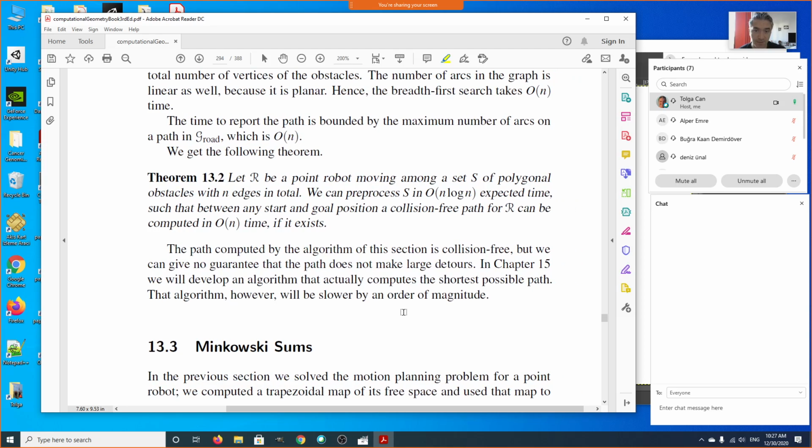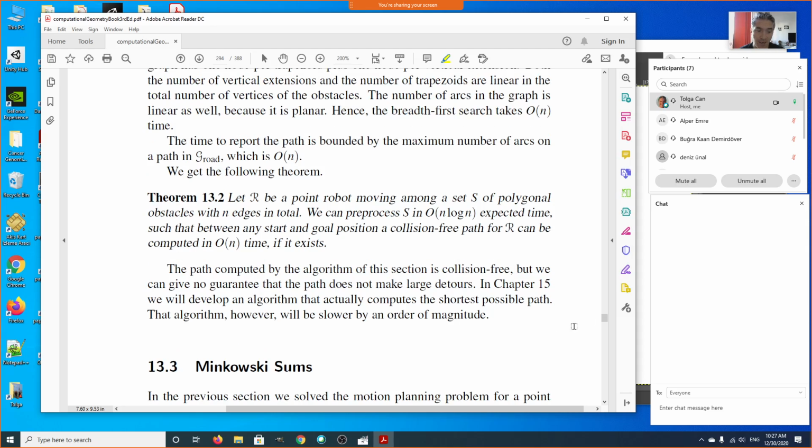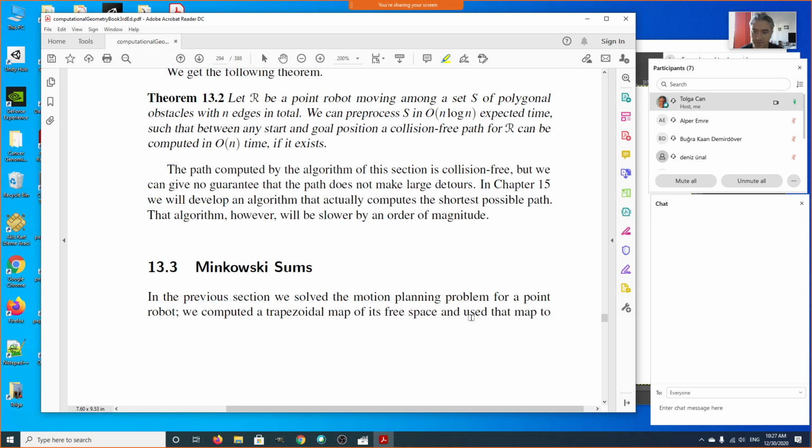The next thing we are going to do is extend this point robot into a polygonal robot and see how the configuration space is going to change with this extension. But I think it's a good time now for a break before we start on section 13.3.